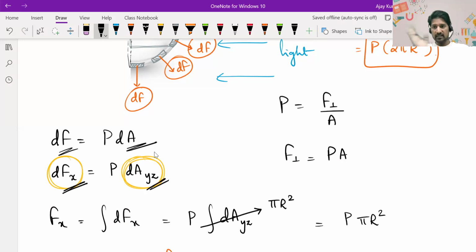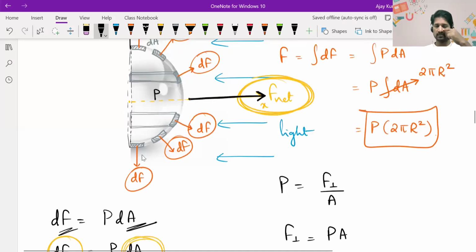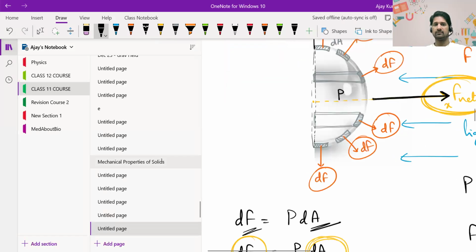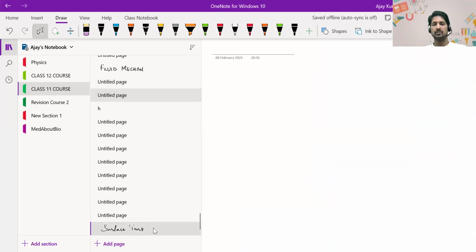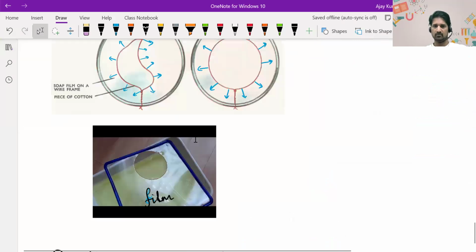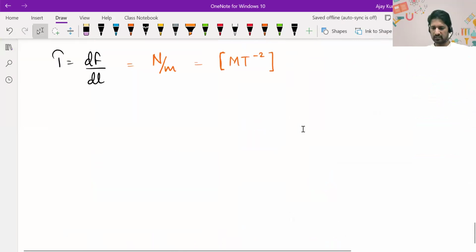Okay, because area in the yz plane is what gives rise to force in the x direction. Force is perpendicular to area, no? We want force in x direction, so you have to take area in the yz plane. You will have to deal with surface tension in a similar manner. Force due to surface tension acts perpendicular to length. Force due to pressure acts perpendicular to area. Force due to surface tension acts perpendicular to the length. Okay, so you have to keep that point in mind, and based on that, you can answer.